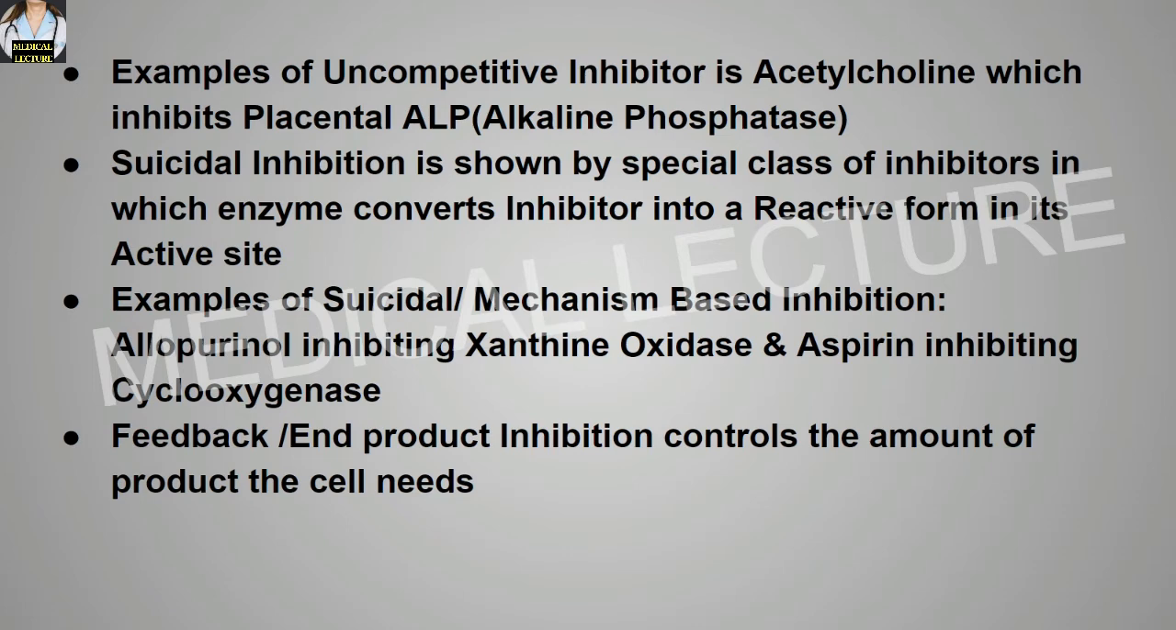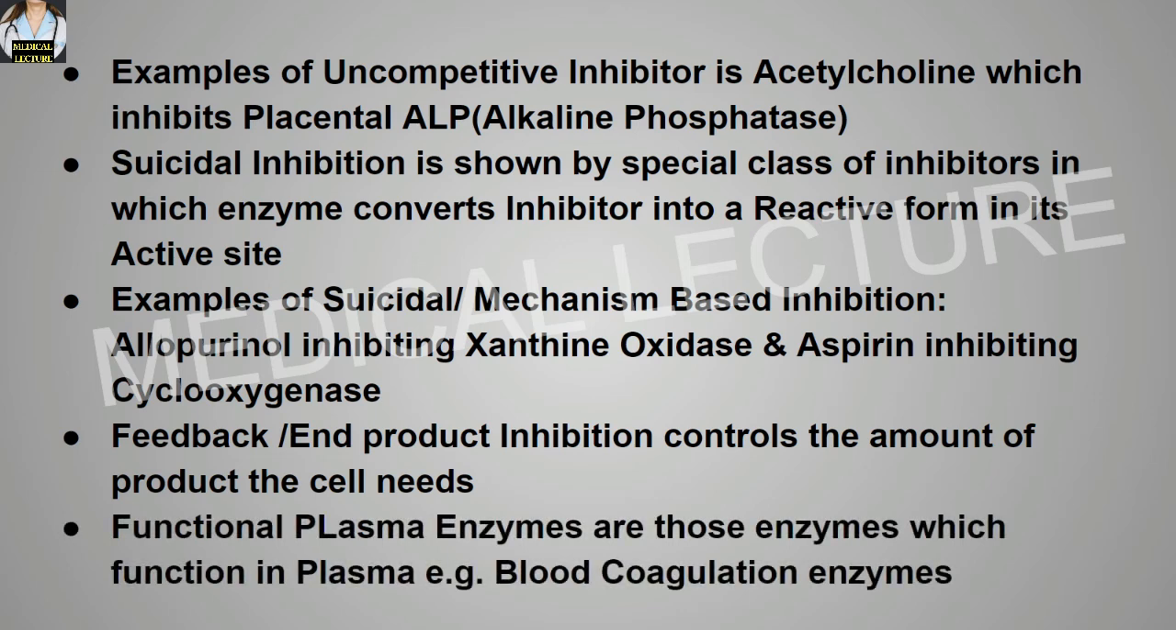Feedback or the end product inhibition controls the amount of product the cell needs. Functional plasma enzymes are those enzymes which function in the plasma, for example, blood coagulation enzymes.